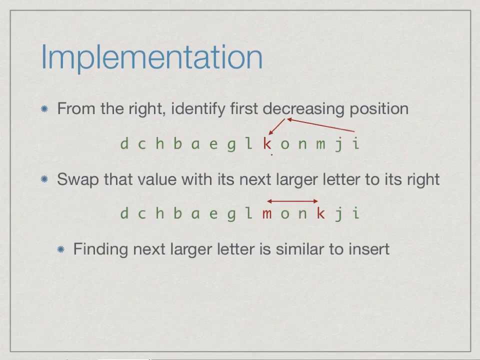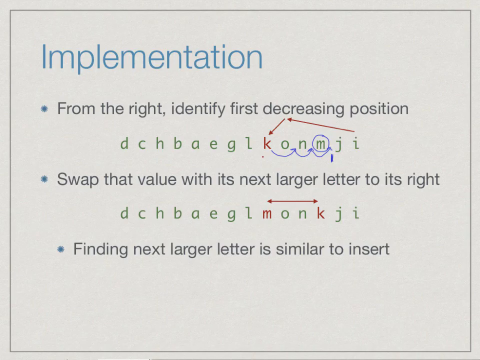Having done this, we now need to replace K by the letter to its right, which is next bigger. Now this is a bit like insert. We go one by one. We say that K is smaller than O, so we continue. K is smaller than N, so we continue. K is smaller than M, so we continue. And now we say that K is bigger than J, so we stop here. So this tells us that the letter M is the one that we want.